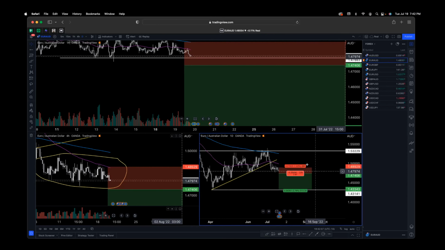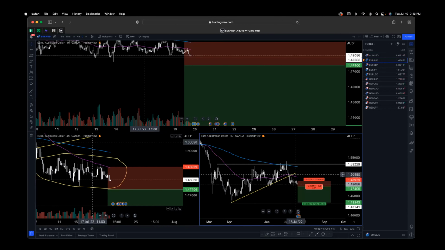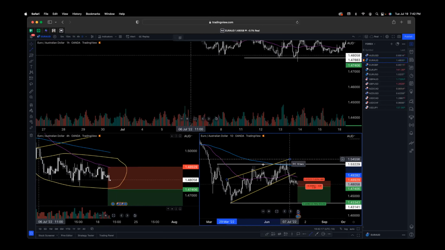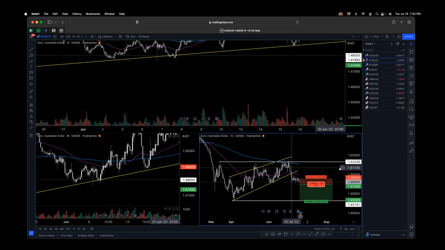But I am liking that. It broke out of this ascending channel. So I drew this one line, and this one line to me represents an ascending channel. This is really what I'm seeing here, an ascending channel like that, and it's broken down out of it.